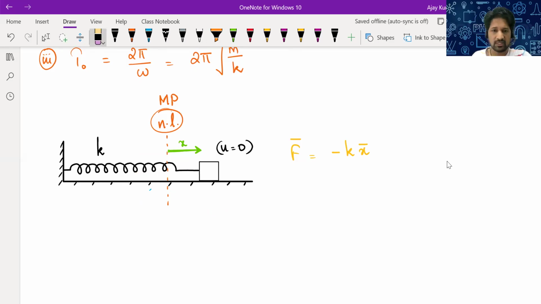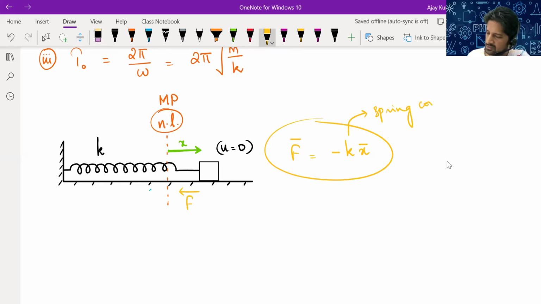Now, if you displace it to the right, the spring is stretched. So you know that the block will be experiencing a force to the left. And spring force by definition is given by this formula, where K is the spring constant. Therefore, this is definitely simple harmonic motion because it satisfies the condition for SHM: F is equal to minus Kx.